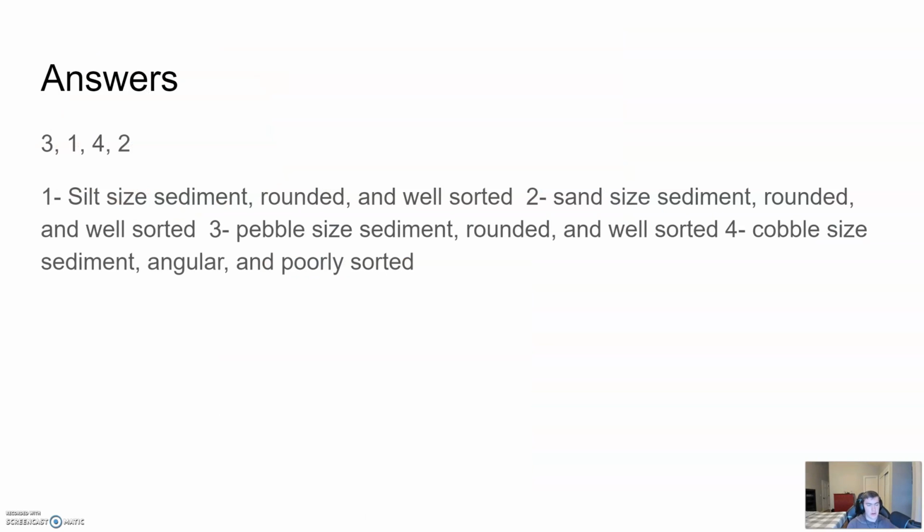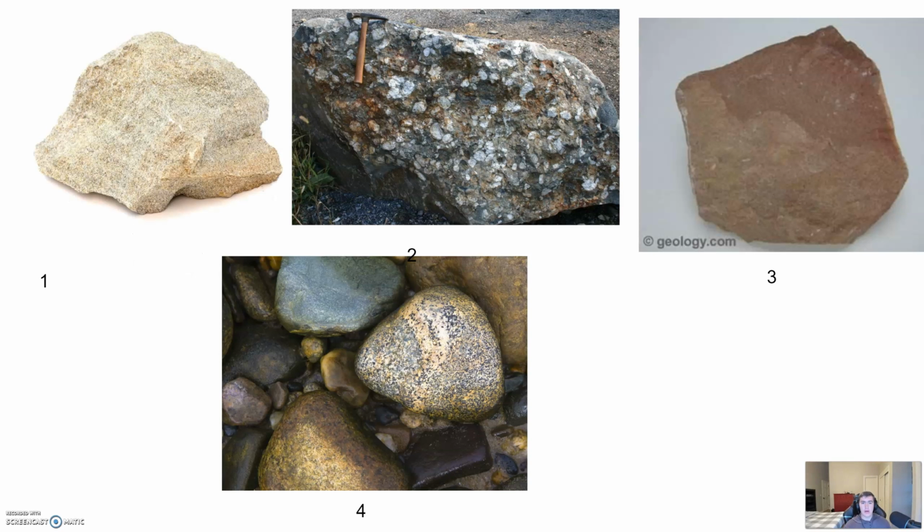So the answers, in order, are 3, 1, 4, 2. Number 1 has silt-sized sediment. It's rounded and well-sorted. Number 2 has sand-sized sediment, rounded and well-sorted. Number 3 has pebble-sized sediment, rounded and well-sorted. And number 4 has cobble-sized sediment, which is angular and poorly sorted. Again, we can look, and that would all reflect that. You can see it's very poorly sorted. There are a lot of smaller sediments mixed in with those larger sediments.